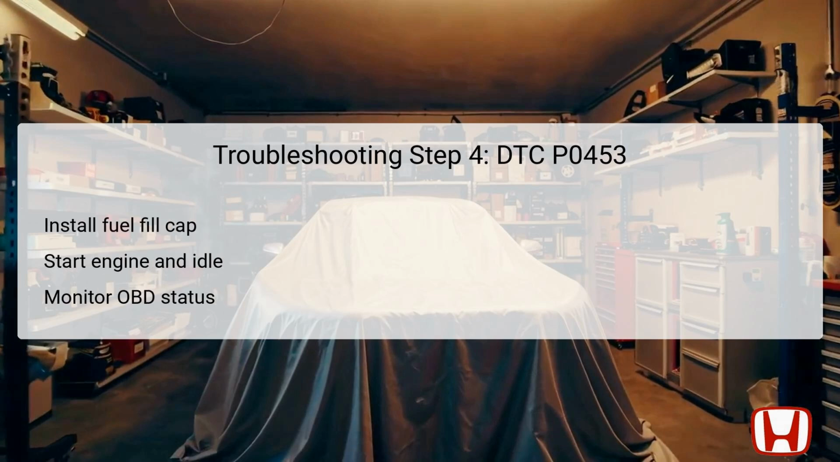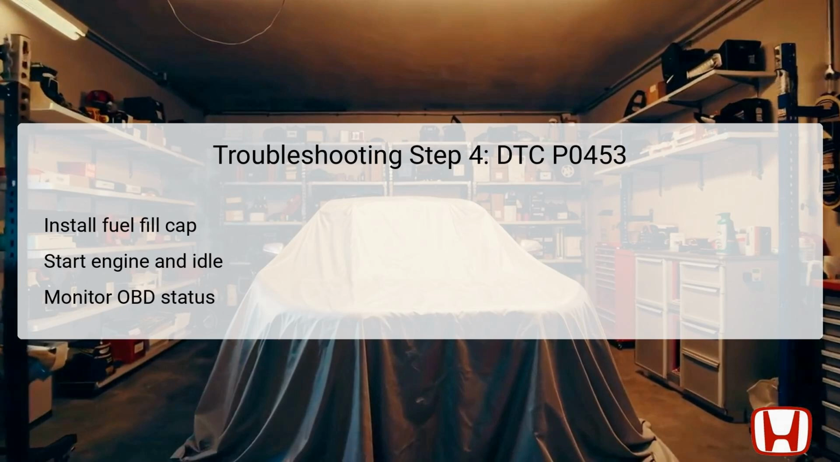In the fourth step of troubleshooting DTC P0453, first, install the fuel fill cap securely back onto the fuel tank. Ensuring the cap is on correctly is vital, as it helps maintain the integrity of the evaporative emission control system. Next, start the engine and allow it to idle to give the systems time to stabilize, and for the OBD, onboard diagnostics, to perform its necessary checks.